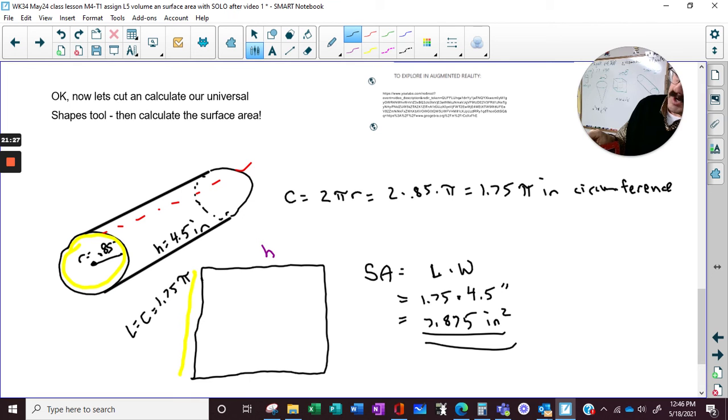So, using tools, first I had to measure across, get the diameter, cut it in half. So that's where I got my 0.85. Then I got my length. That's where I got my 4.5. So 4.5, half the diameter, 0.85, and I have the surface area using the universal tool for three-dimensional shapes, the paper towel roll or the toilet paper roll, depending on what you use.